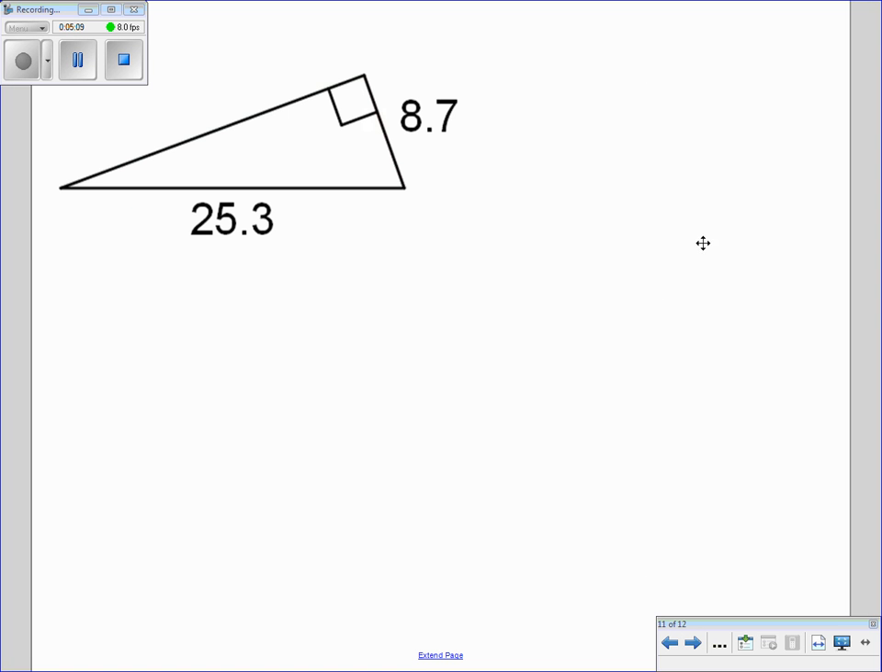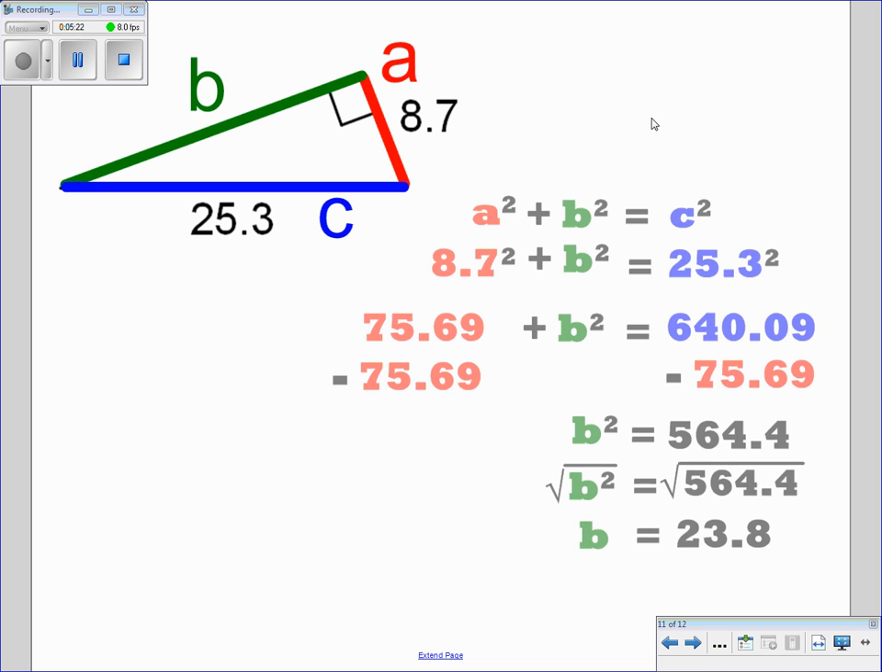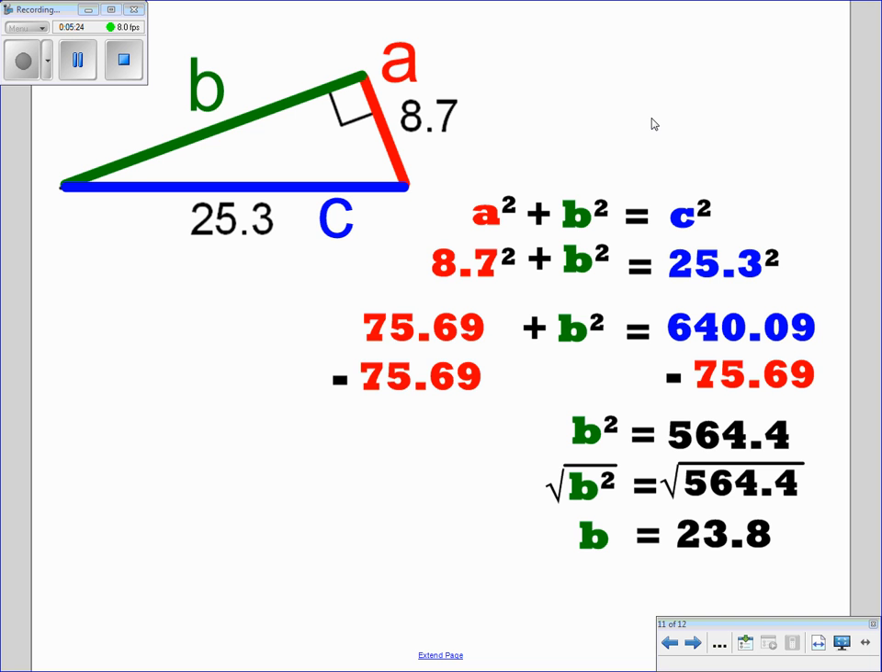Let's do this example. Once again, label the sides. Opposite the right angle, that's C. The short looking side, that's A. The longer side, B. Then write the theorem, do the substitution, do the math, take the square root, and solve for B. In this case, B is equal to 23.8.